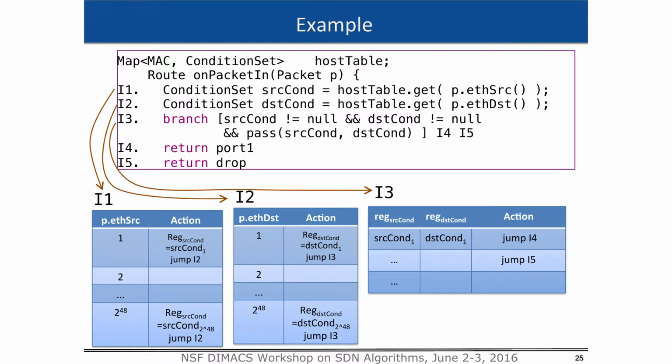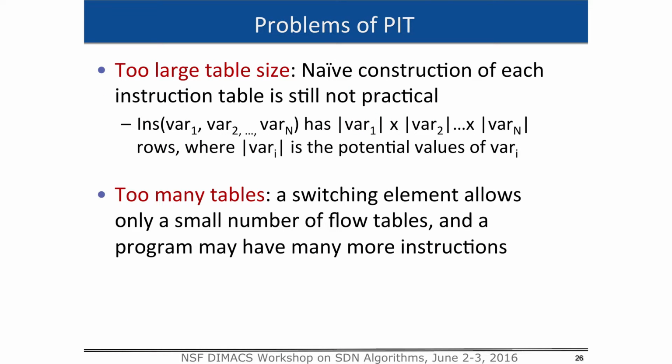It naturally leads to the optimal three-table design. But using this per-instruction table algorithm does not solve all the problems, because it risks two new problems. The first one is the table size. Even though we have multiple tables, the table size can still be very large, because for each instruction we still have to take care of the cross product between different input variables. The second problem is that, compared with the number of flow tables allowed in a switch, the number of instructions in a program is usually just much more.